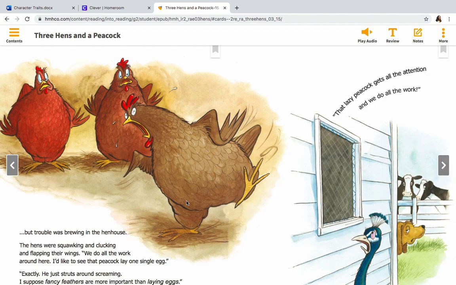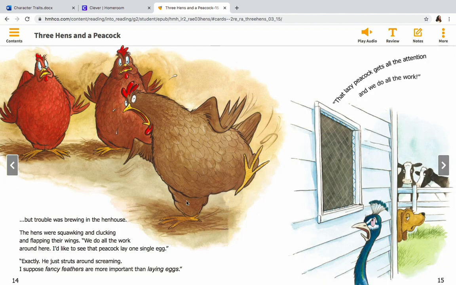But trouble was brewing in the hen house. The hens were squawking and clucking and flapping their wings. We do all the work around here. I'd like to see that peacock lay one single egg. Exactly. He just struts around screaming. I suppose fancy feathers are more important than laying eggs. That peacock gets all the attention and we do all the work.